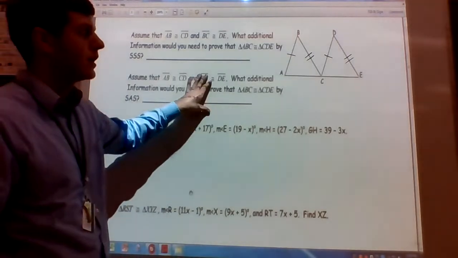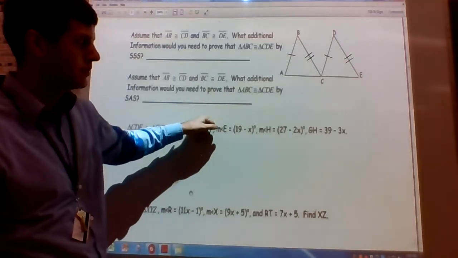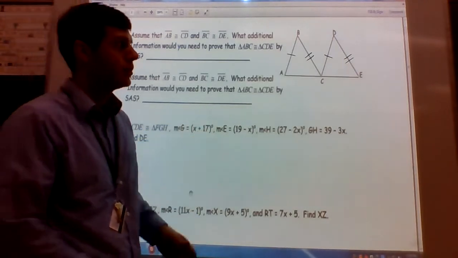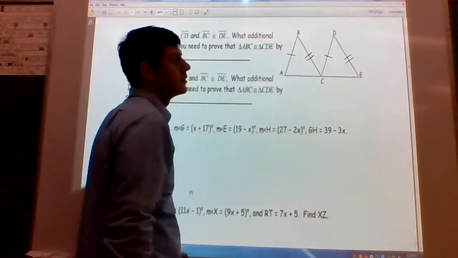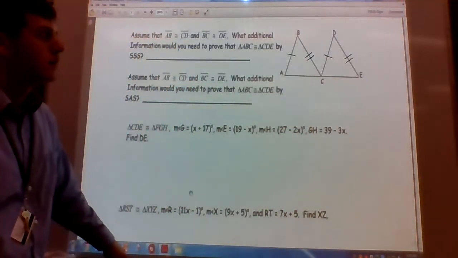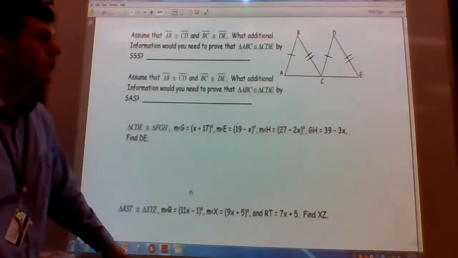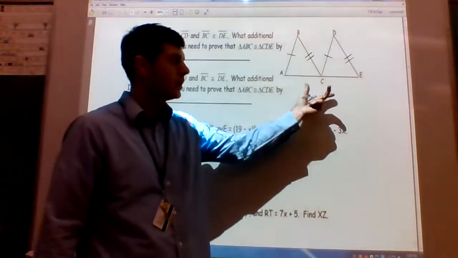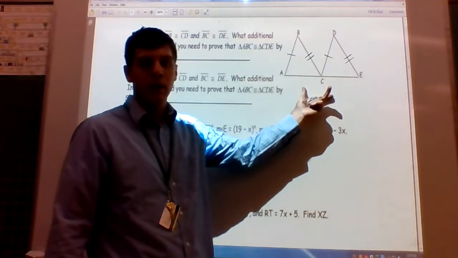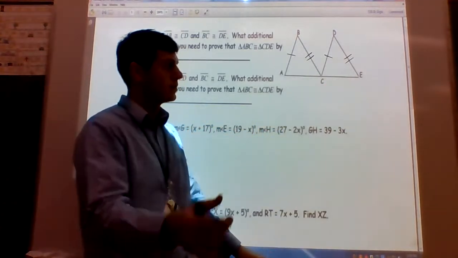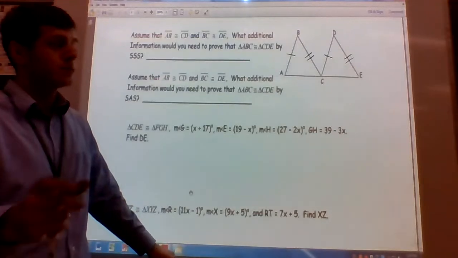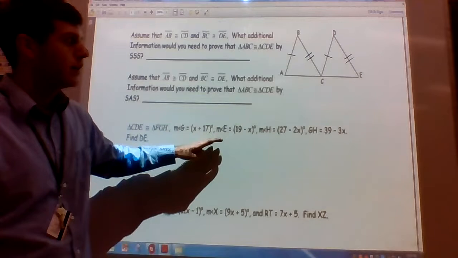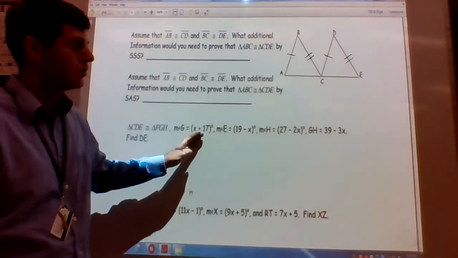So the SSS postulate tells us that if we have 3 pairs of congruent sides, then our triangles are going to be congruent. So in order to prove that the triangles are congruent by side, side, side, we need to show that there are 3 pairs of corresponding sides that are congruent, right? We need three corresponding sides to be congruent.